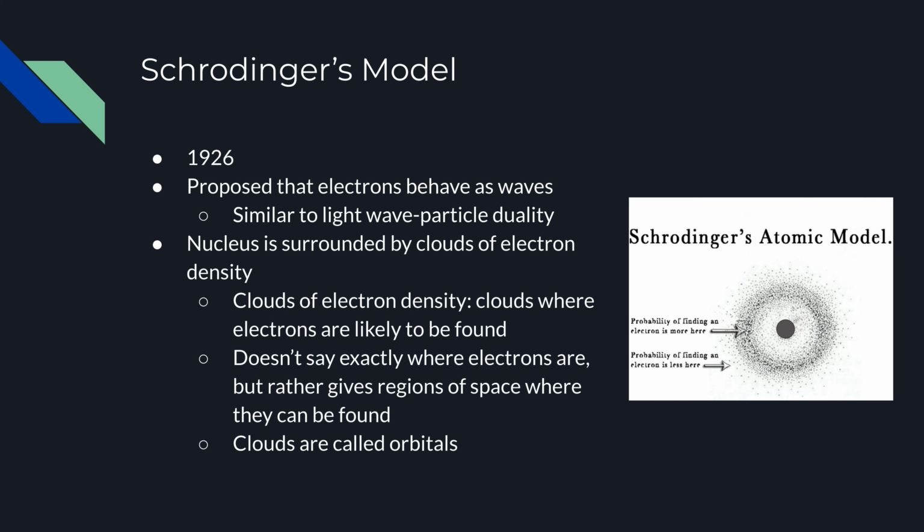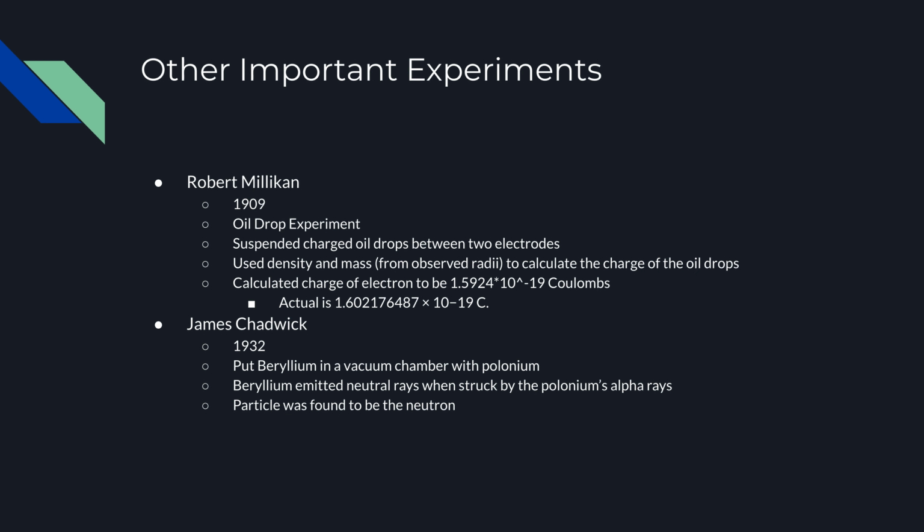Schrodinger's model was created in 1926 and proposed that electrons behave as waves, similar to light wave-particle duality. So this model is actually the most accurate model and proposes that the nucleus is surrounded by clouds of electron density. Clouds of electron density are clouds where electrons are actually likely to be found. So you don't know exactly where the electrons are, but you just give a general area where they probably are. So it doesn't violate the uncertainty principle. And the clouds of the electrons are called orbitals.